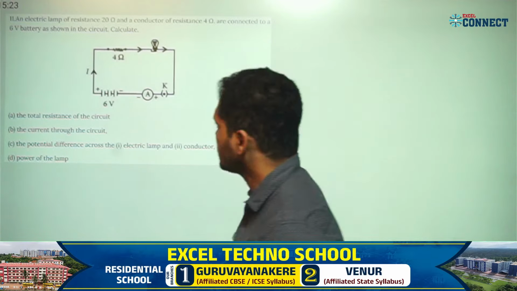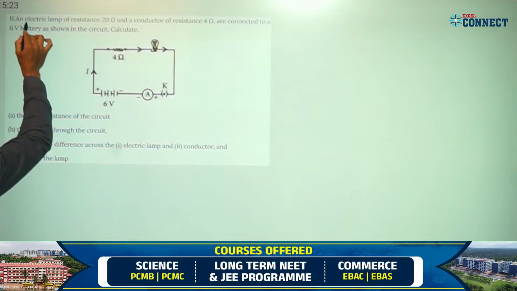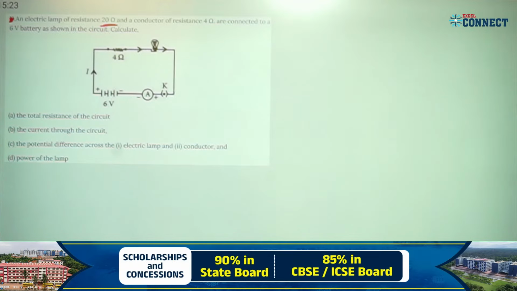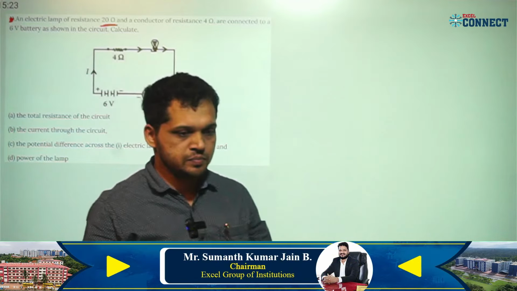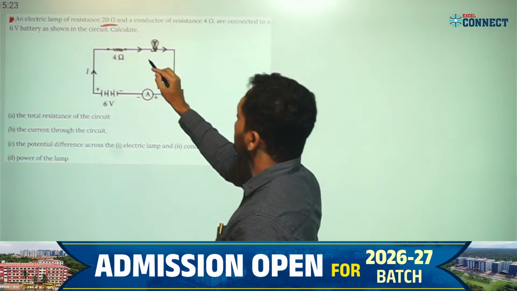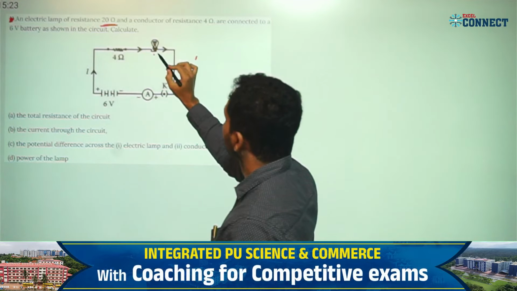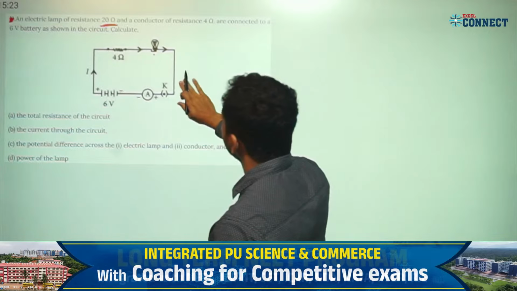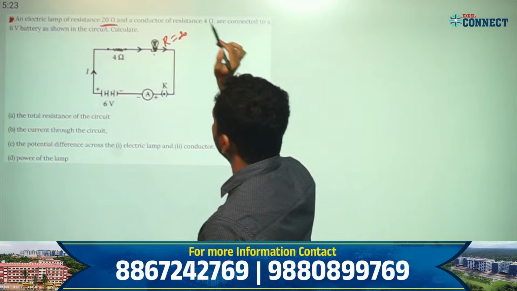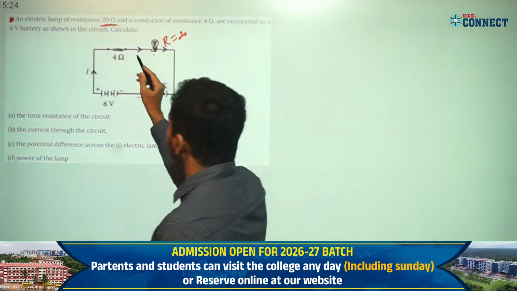Yes. Here is the next question. An electrical lamp of resistance 20 ohm. This electrical lamp has a resistance R equal to 20 ohm, and a conductor of resistance 4 ohm.